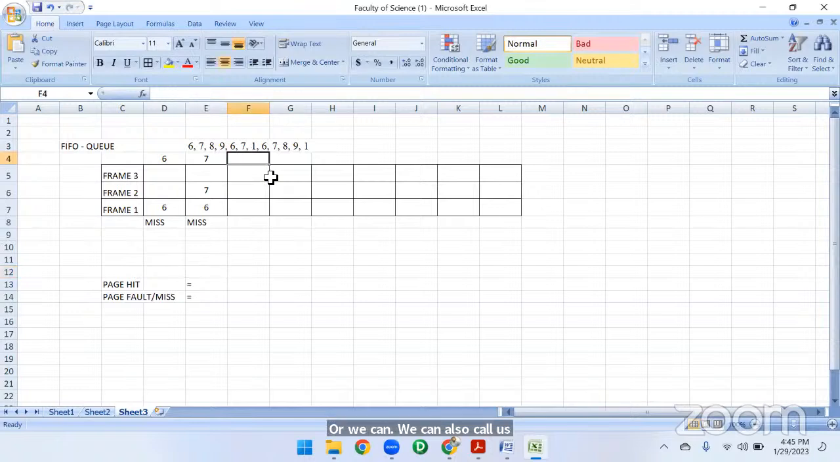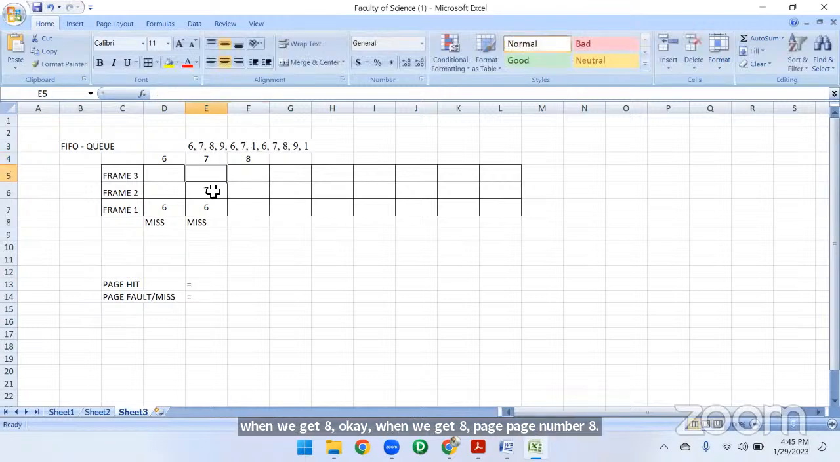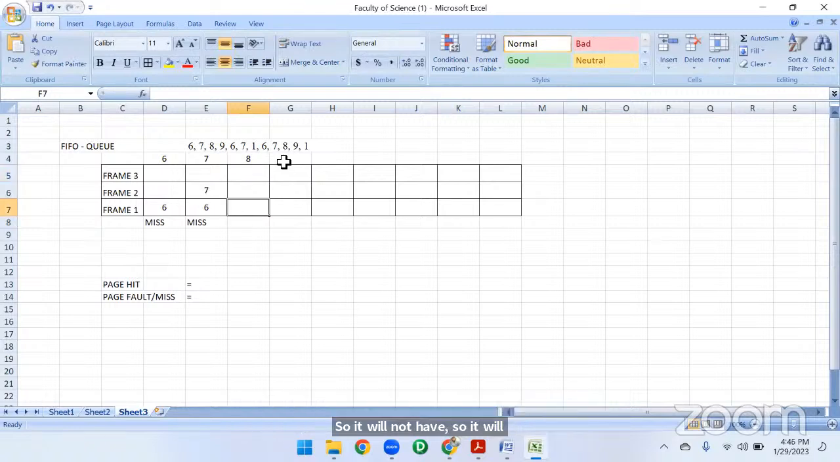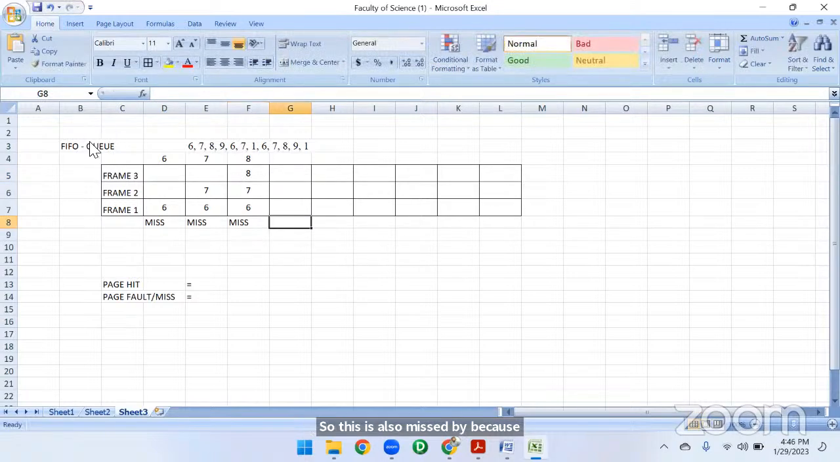When we get page number 8, again we have a space here, and it will check whether 8 is in the memory. It doesn't have it, so it will copy the same values here, and 8 is going to be placed in the third frame. So this is also a miss, because 8 is not available in the memory.